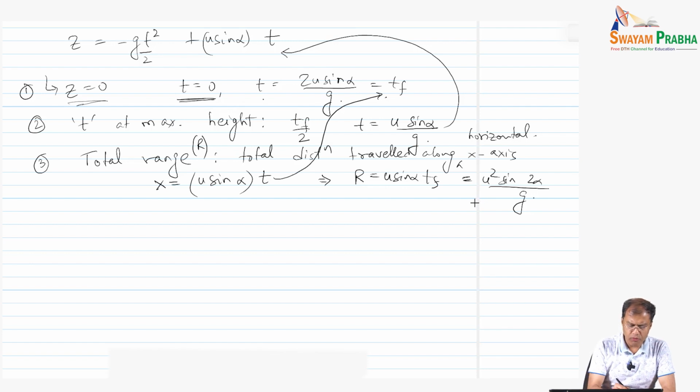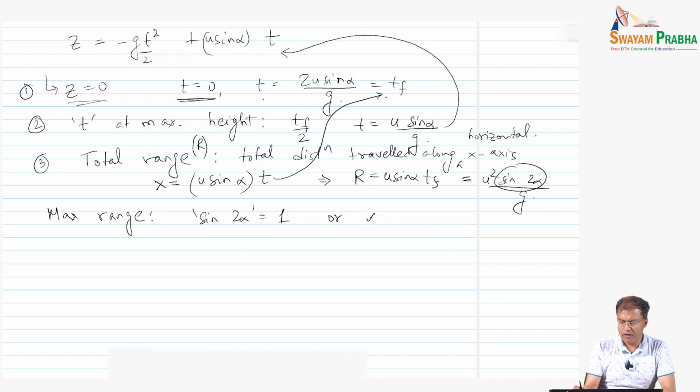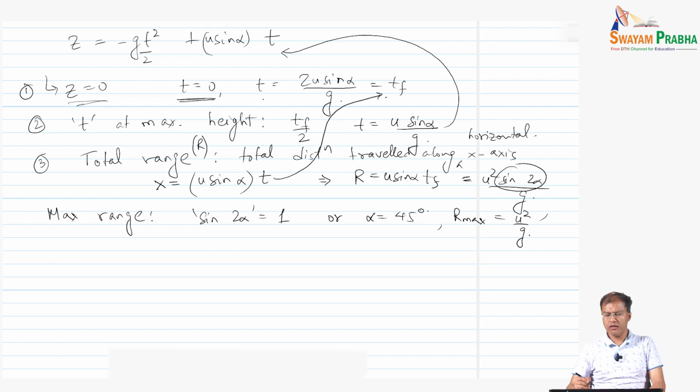So then one more thing we can do is find the range when the range is maximum. So we get the max range when sin 2 alpha is maximum, right? So this is 1, or when alpha is 45 degrees. So it turns out when the projectile is at an angle of 45 degrees, in the case of no air resistance, we get the maximum range, and the maximum range comes out to be u square by g, right? So using this information in this formula for range. Okay, so that completes the analysis for this simple case.